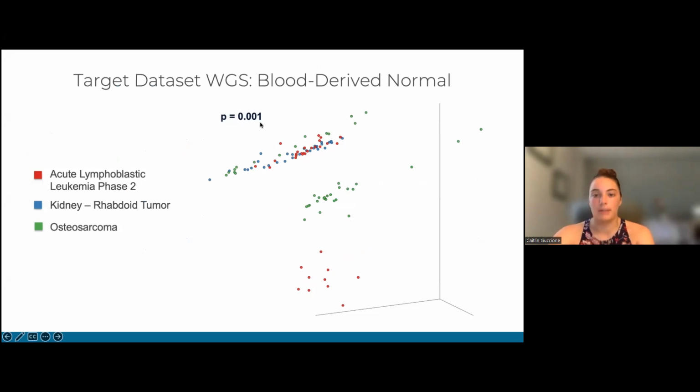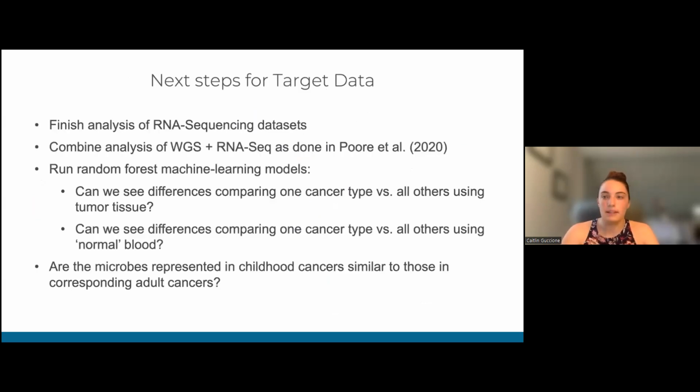And we do see a corresponding p-value separating these two. So this is by no means a groundbreaking result, but it was promising to see at the beginning that we are seeing separation. And so we have a ton more research to do on this. Our next steps include finishing the analysis of our RNA sequencing data, which will give us a lot more data to work with and a lot more dots in our plot. And then combining the analysis of the whole genome sequencing and RNA-seq data, as was done in Greg's paper.